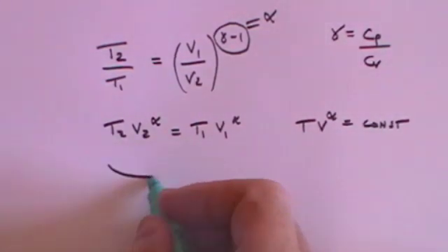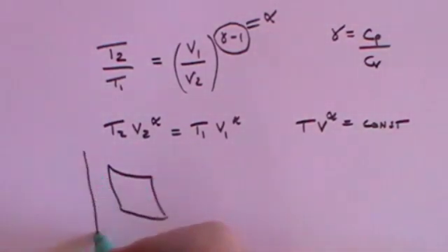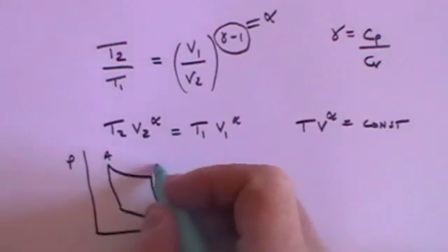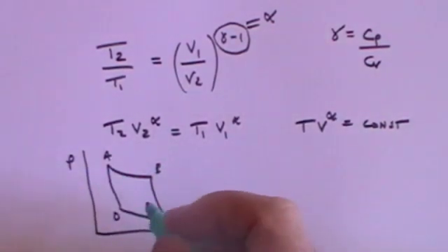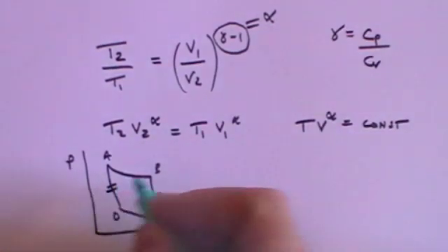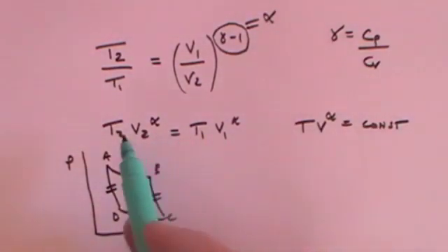So let's just redraw that Carnot cycle so you can see what's happening. This is a pressure volume chart. And we went from A to B to C to D and back to A again, and we keep going around that cycle. And it was these two arms were the adiabatic changes. These two were the isothermal changes. And so for the adiabatic changes, this is valid.